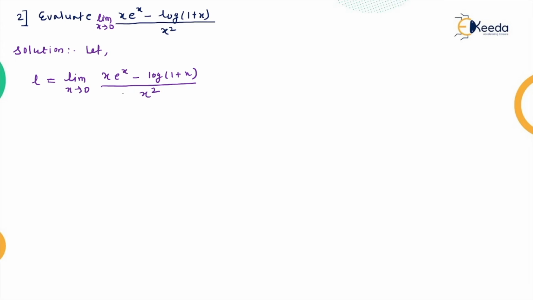Guys, you have to first check the numerator and denominator when we replace x as 0. Clearly in the numerator, x into e to the power x, when we replace x as 0, we get 0 minus log 1, which is also 0, divided by 0. So it takes the 0 by 0 form, guys. And if it takes the form 0 by 0, then you are eligible for using L'Hospital rule. So I am writing here applying L'Hospital rule, guys.